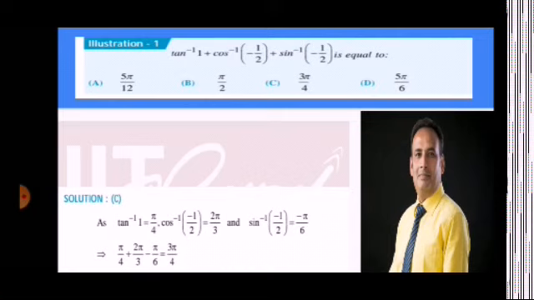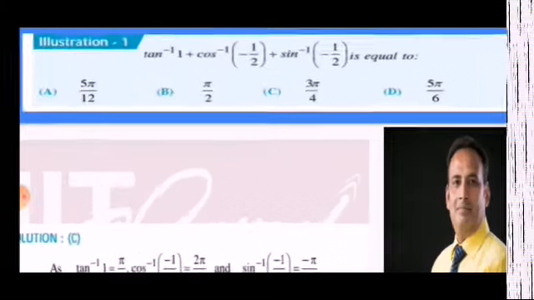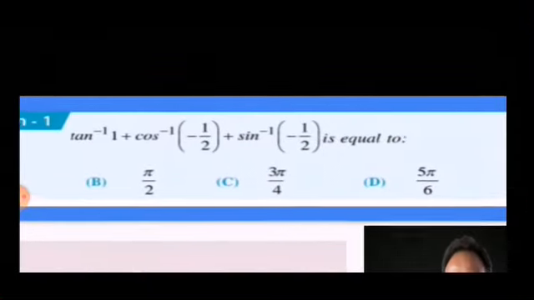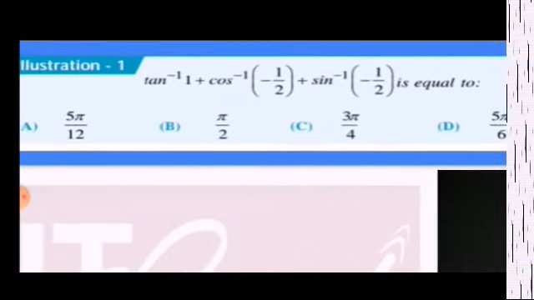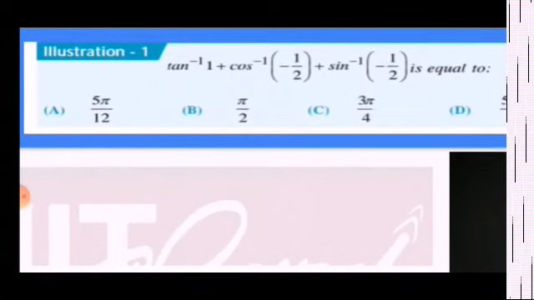Now let's take some questions. Illustration 1. We have to find the value of tan inverse 1 plus cos inverse -1 by 2 plus sin inverse -1 by 2. Options are 5 pi by 12, pi by 2, 3 pi by 4 and 5 pi by 6. Think about it yourself. You can pause the video and evaluate it. As you know, tan inverse 1 is pi by 4.